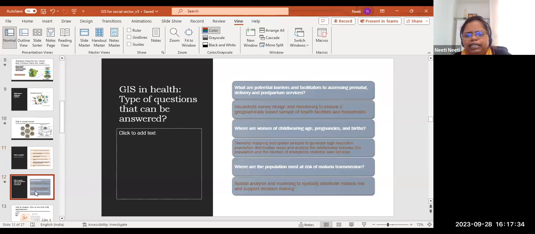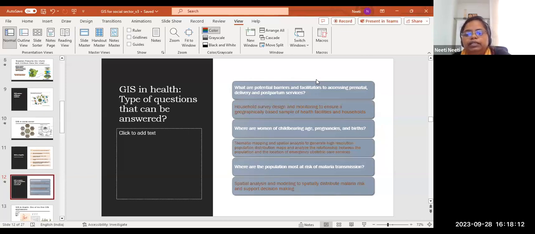Here are certain different types of questions that can be answered. For example, what are the potential barriers and facilitators to accessing prenatal, delivery, and postpartum services? What we can do is take a household survey and try to figure out the different health services available, the location of those, and we can do some kind of spatial analysis there. What is important is geographical location. So we need to have individual latitude, longitude, or location information for all the samples which can be generated.